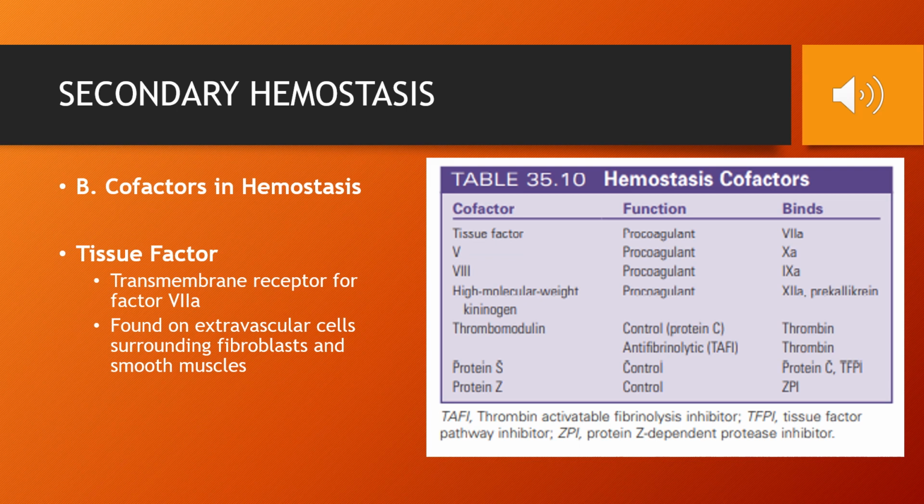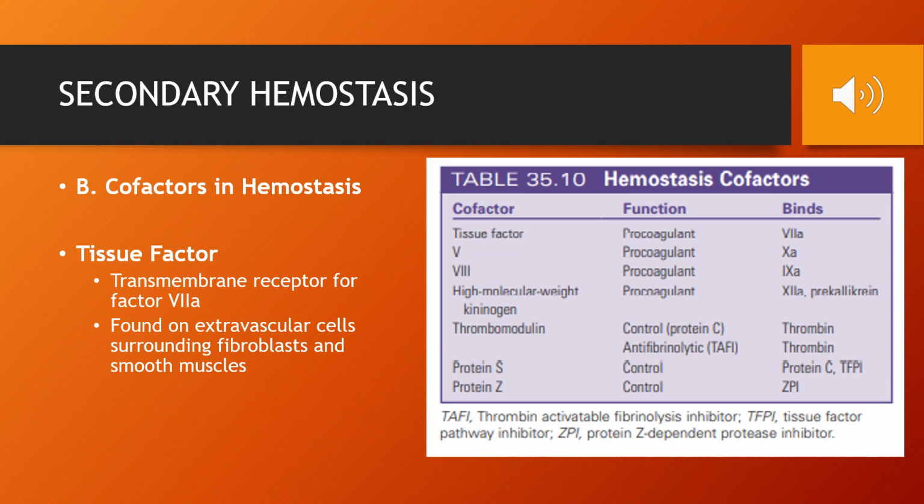Next are the cofactors in hemostasis. Procoagulant cofactors are tissue factor, factor 5, factor 8, and the high molecular weight kininogen. There are also coagulation control cofactors, which are thrombomodulin, protein S, and protein Z. Thrombomodulin is also a cofactor in control of fibrinolysis. Each cofactor binds its particular serine protease, and when bound to their cofactors, serine proteases gain stability and increase reactivity.